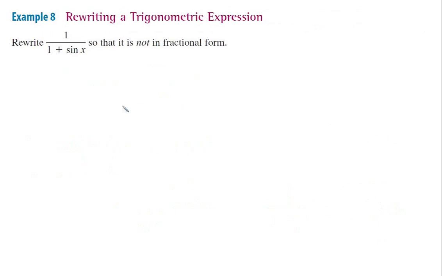Alright, so this next example, we need to rewrite this so that it's not in fraction form. So we have 1 over 1 plus sine x. Well, we need to get rid of this denominator, obviously, if we can't have a fraction. You should recognize this from something in the past. To get rid of this, I'm going to have to multiply by the conjugate, which is 1 minus sine x. So the top is just going to give us 1 minus sine x.